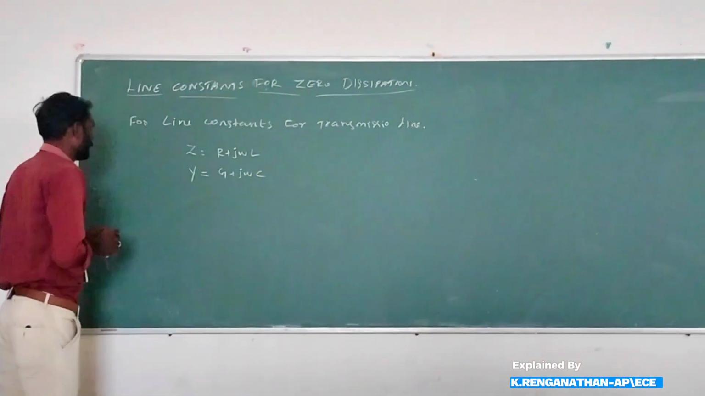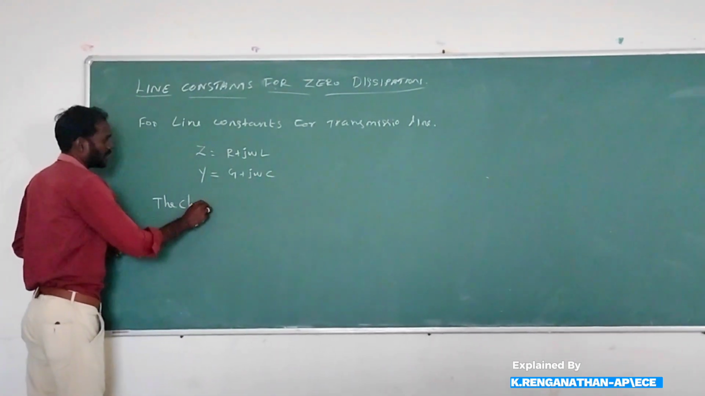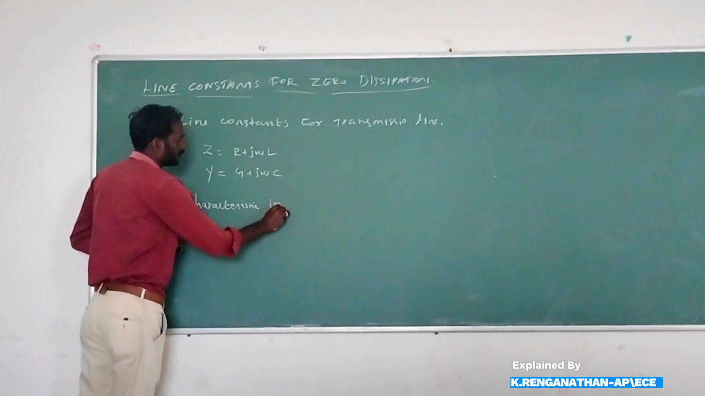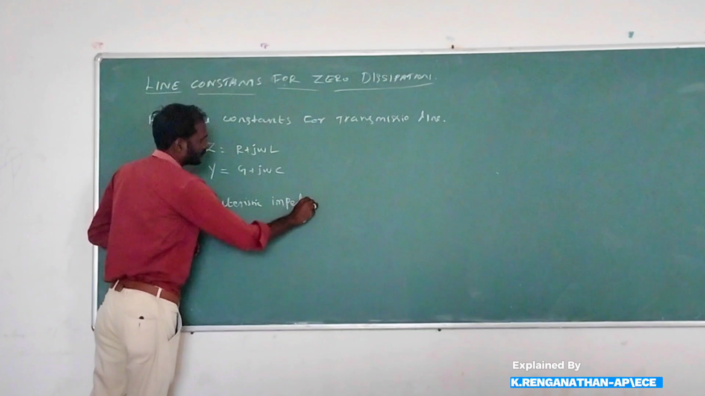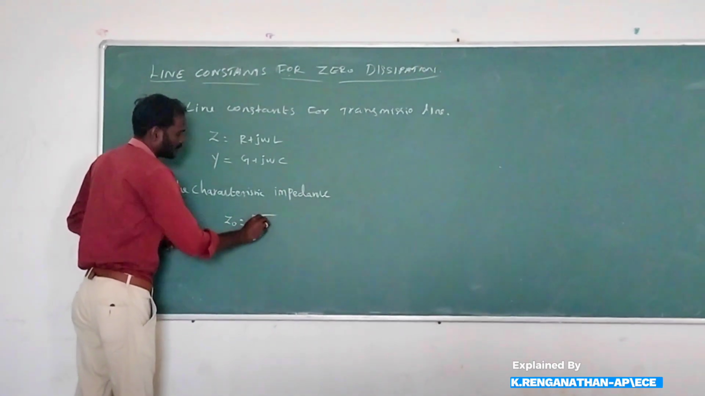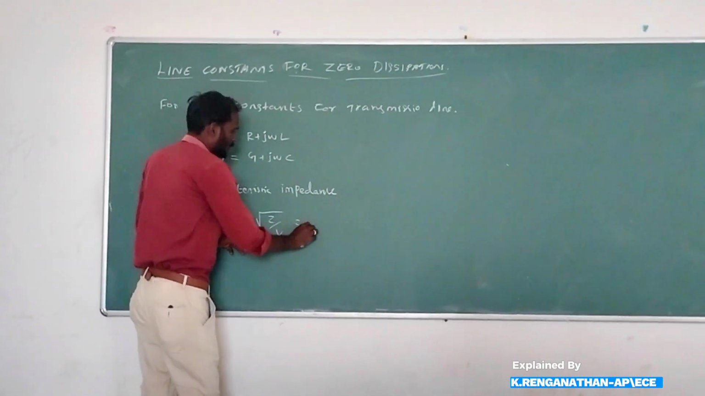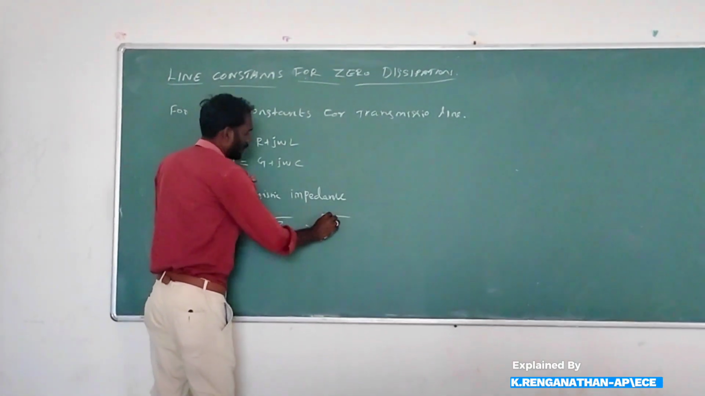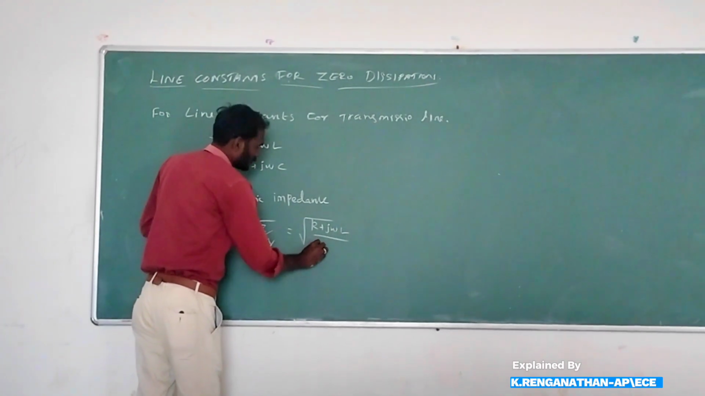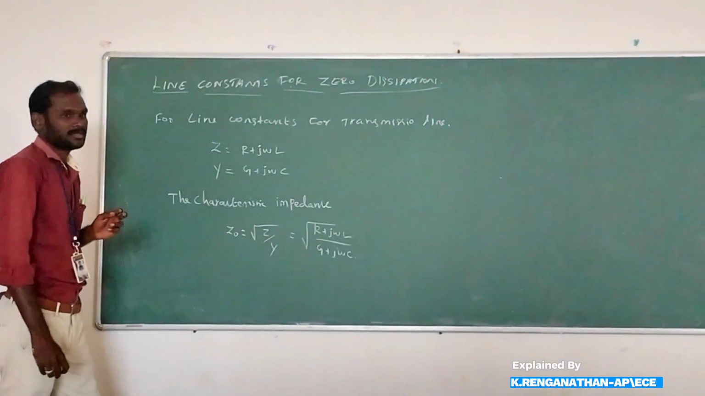We know the characteristic impedance Z naught is equal to root of Z by Y. So Z naught is the root of Z by Y, where Z is equal to R plus j omega L and Y is G plus j omega C.